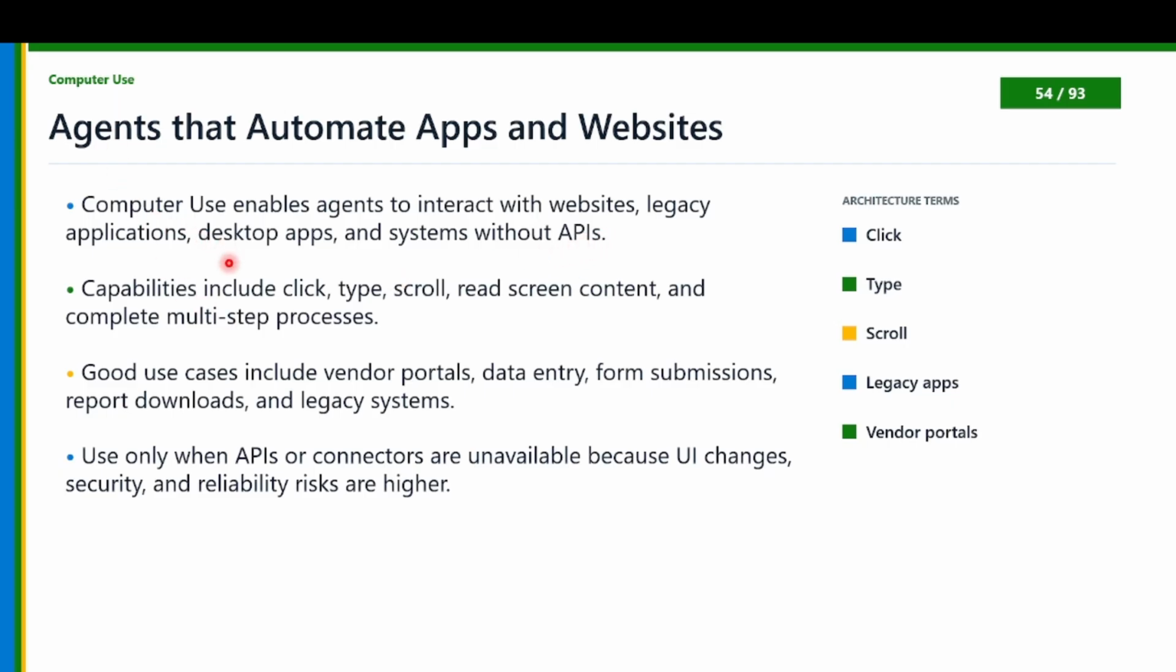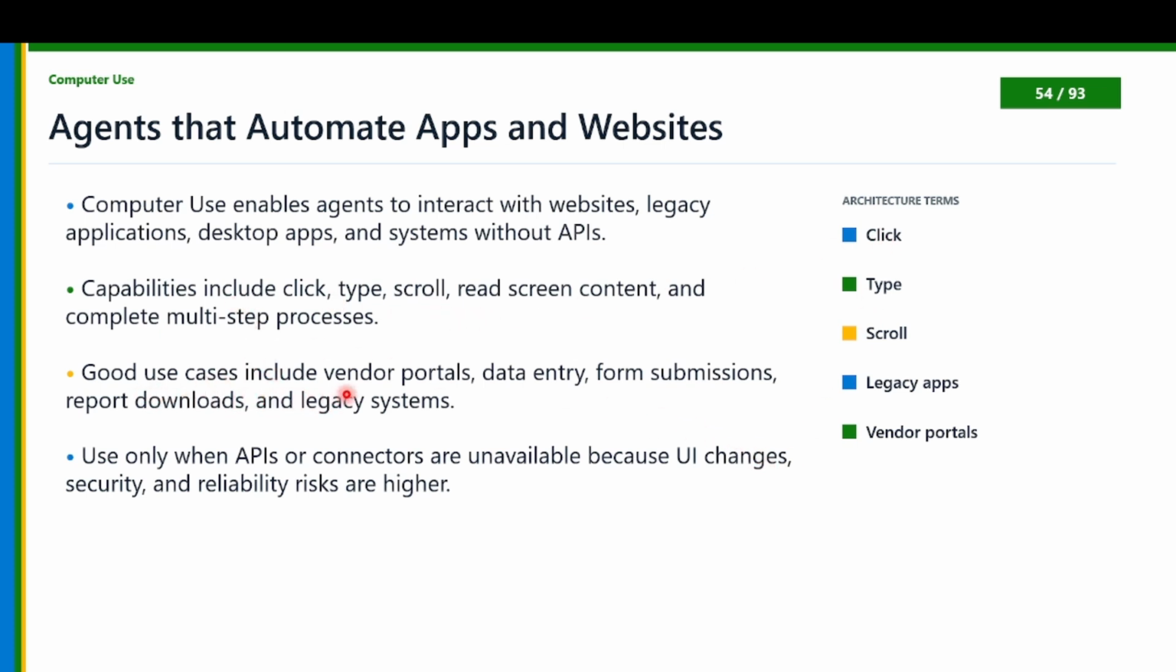In the past questions that I've studied, I saw about 3 questions on computer use. So take note of this definition. The first point here is very, very important in the examination. Capabilities of computer use include click, type, scroll, read screen content, and complete multi-step processes. So you can see the architecture terms that we have discussed.